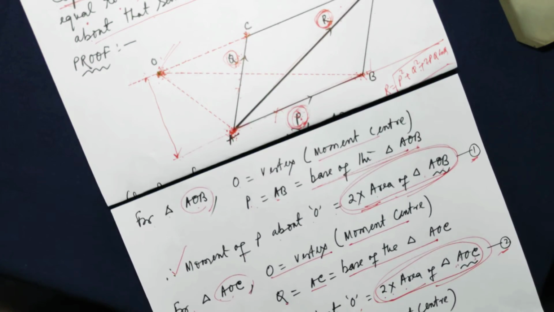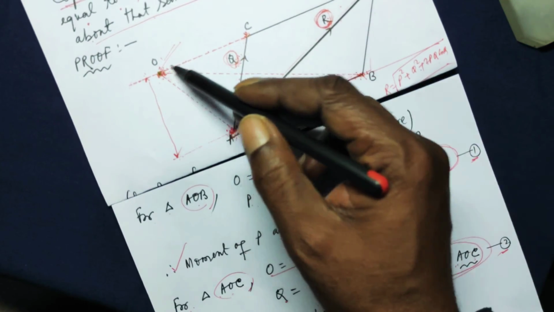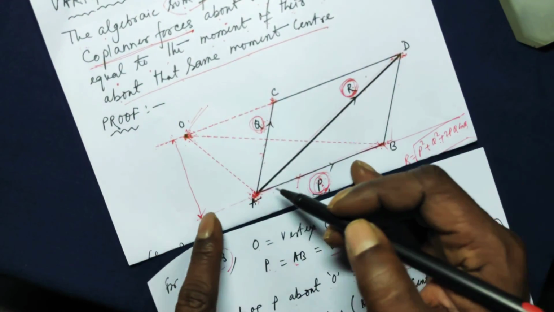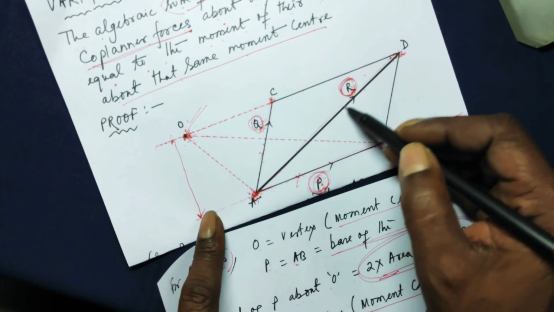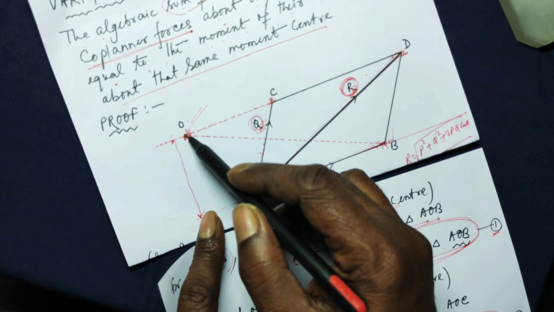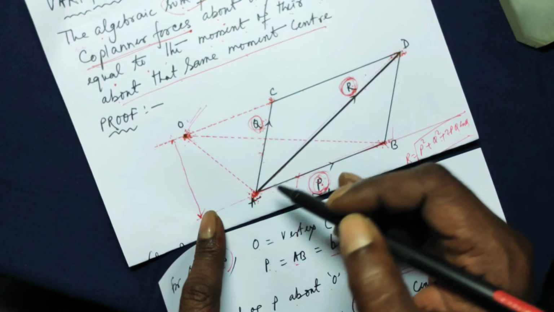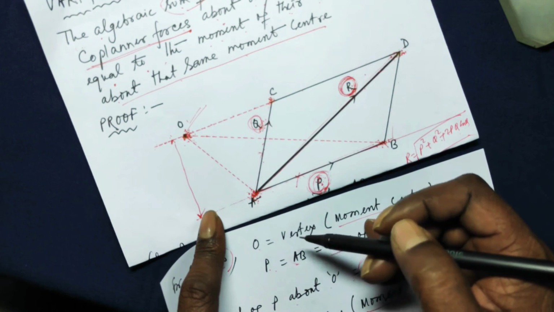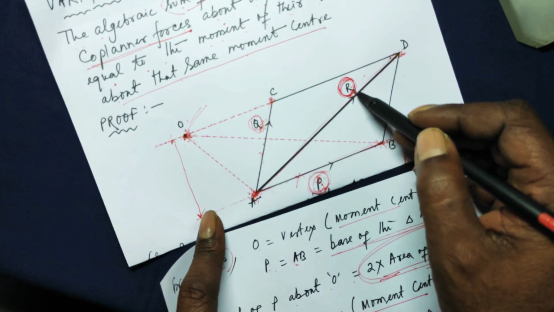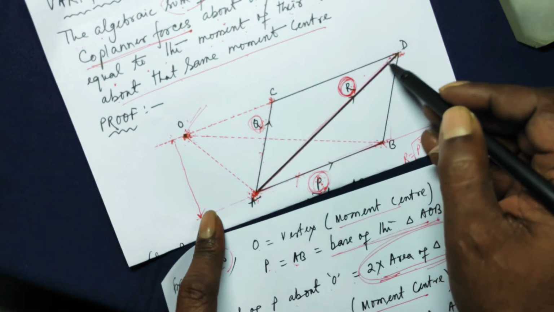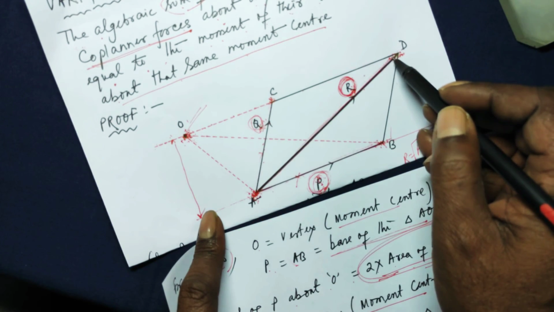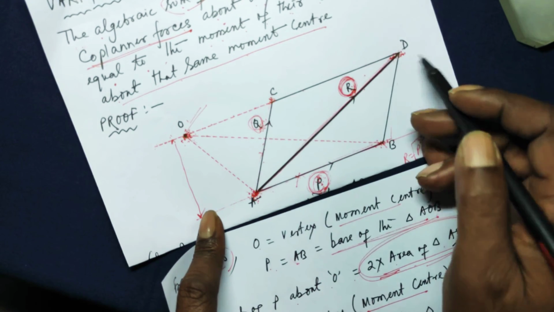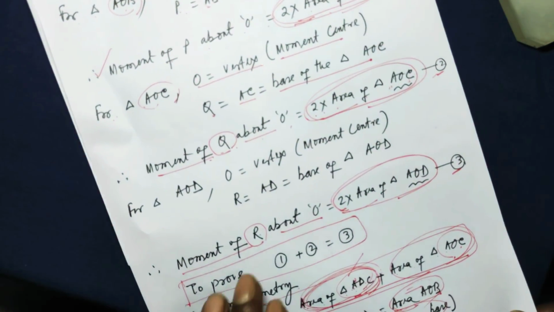Then come back to the triangle AOD. If you consider this as base, point O is the vertex and that is the moment center, and the base is represented by the vector R, the resultant of P and Q. So the moment of this resultant R, which is represented by the base AD of the triangle AOD, will be equal to twice the area of the triangle AOD. So that is what I have written.